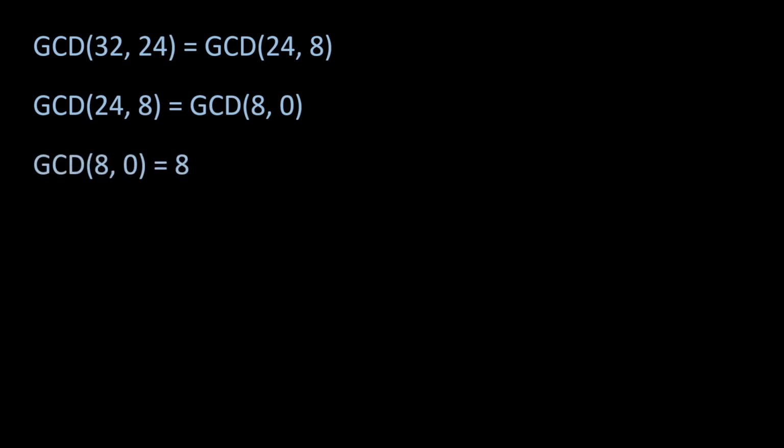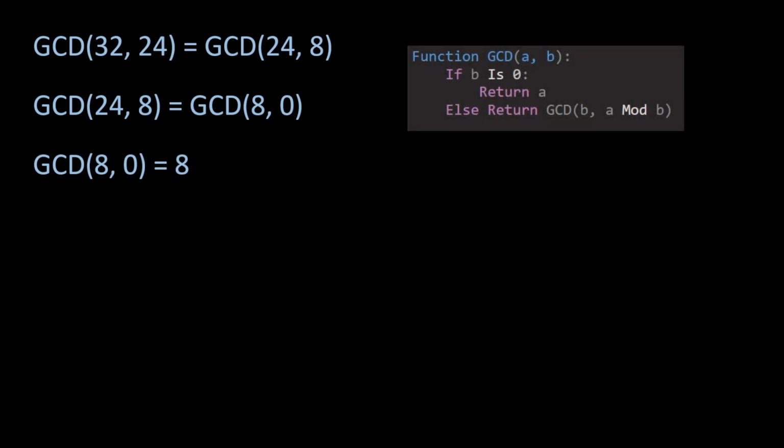The GCD of 24 and 8 in turn is equal to the GCD of 8 and 0. The GCD of 8 and 0 is easy to calculate, and it's 8. This is a recursive procedure, and the GCD of 8 and 0 is the base case. Here's the code. If we have the GCD of A and B, if B is 0, we return A, else we return the GCD of B and A mod B.